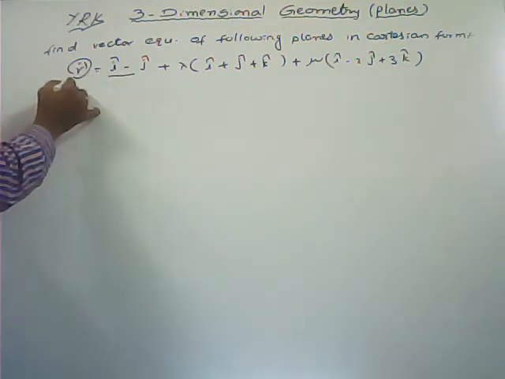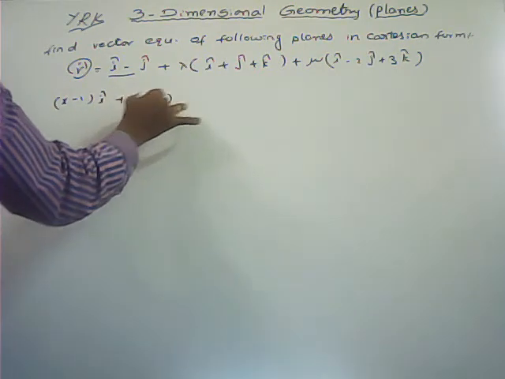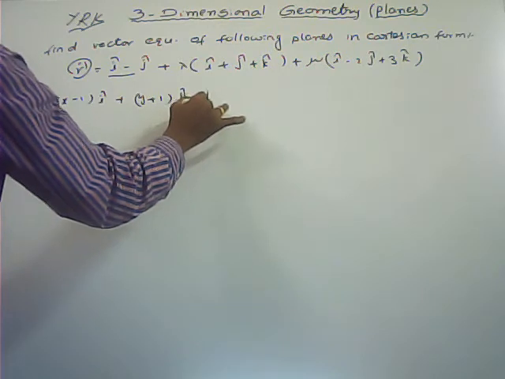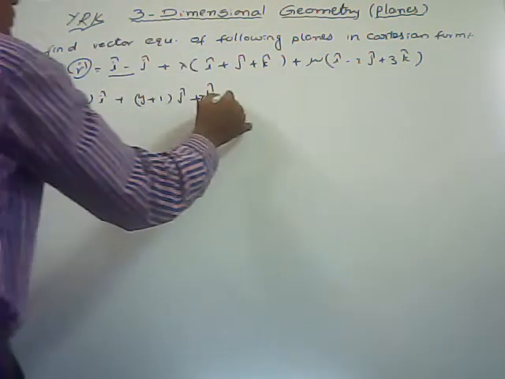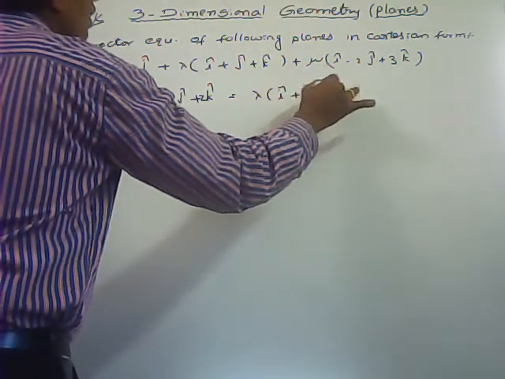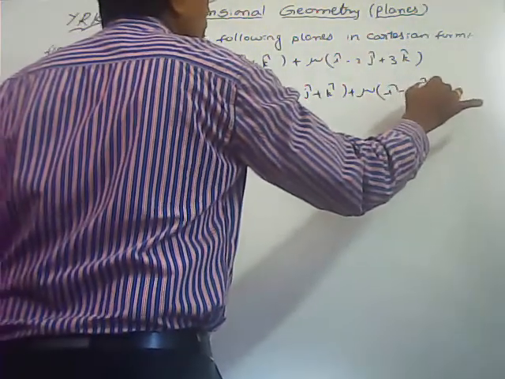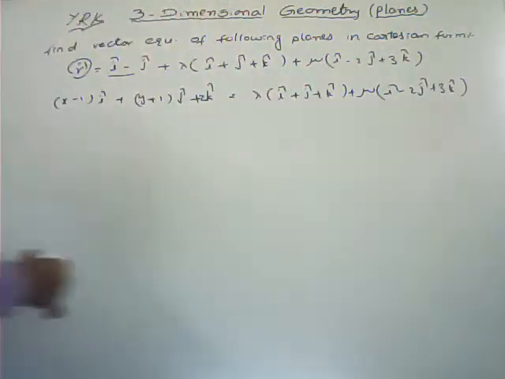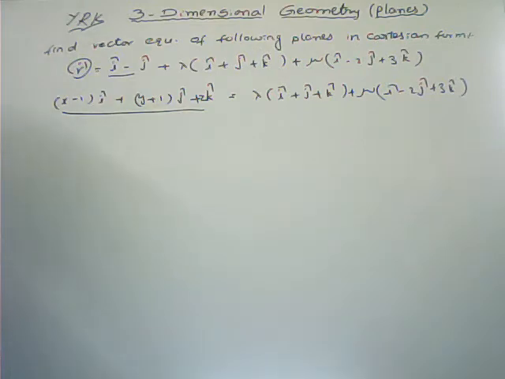Then these two we can transpose to this side. (x minus 1) i cap plus (y plus 1) j cap plus z k cap is equal to lambda into (i cap plus j cap plus k cap) plus mu into (i cap minus 2 j cap plus 3 k cap). Now here I am writing one vector in terms of the other two vectors. So the three vectors are linearly dependent, so the three vectors are coplanar.